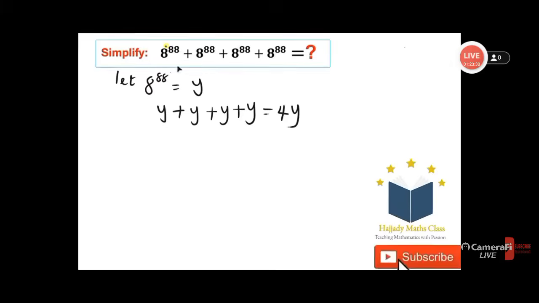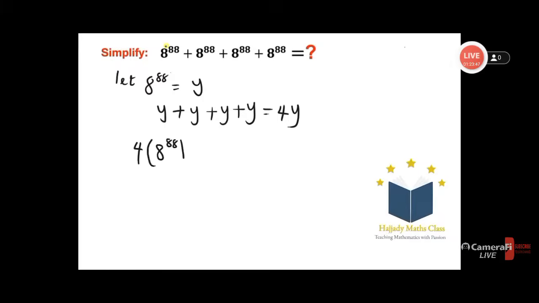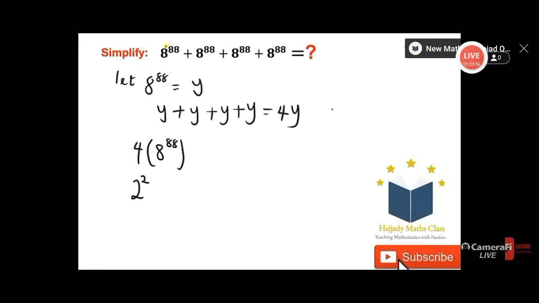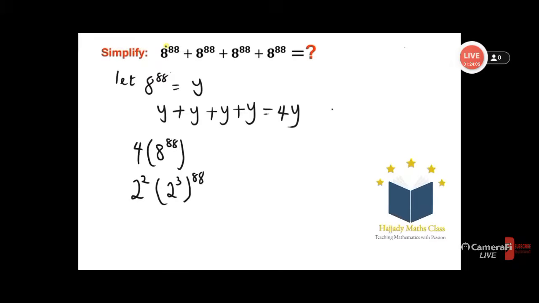So that means this is the same thing as writing the question as 4 parentheses a to the power of 88. So with this, we can simplify 4 in index form. The 4 is the same thing as writing 2 to the power of 2, and my 8 is the same thing as writing 2 to the power of 3, all to the power of 88. And don't forget the rule of indices that says when you have a to the power of m, all to the power of n, it is the same thing as a to the power of m multiplied by n. So using that here, I'm going to have 2 to the power of 2 multiplied by 2 to the power of 3 times 88.